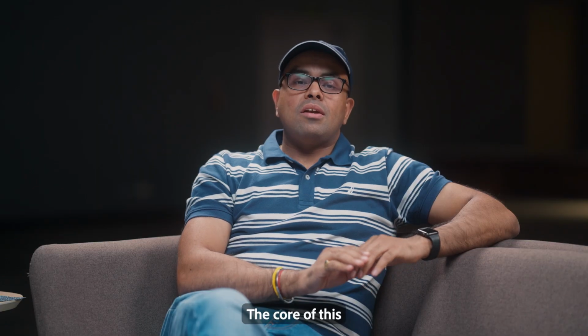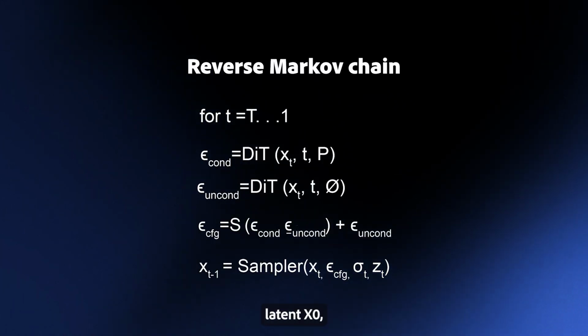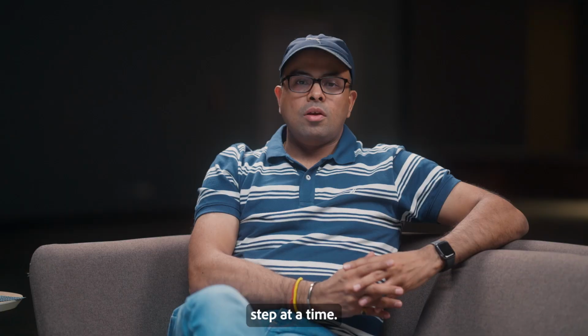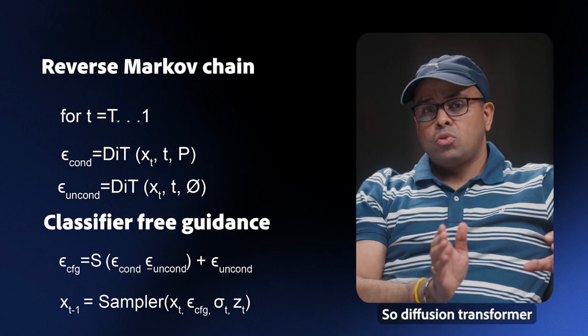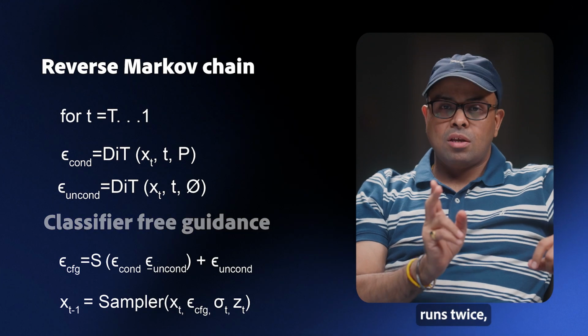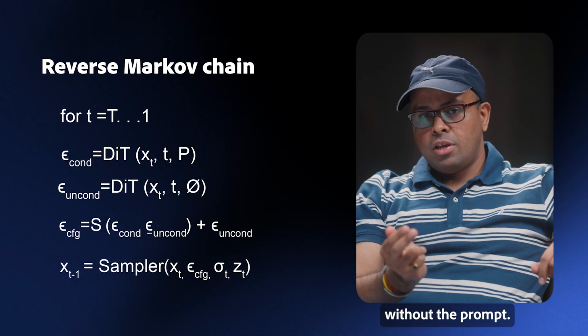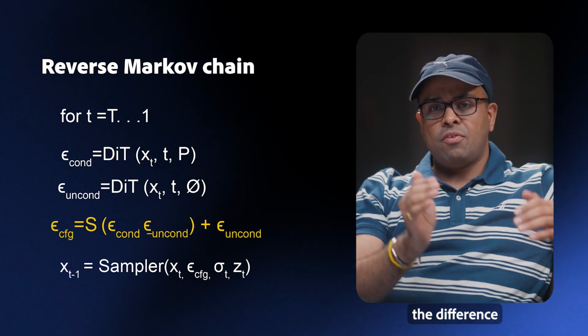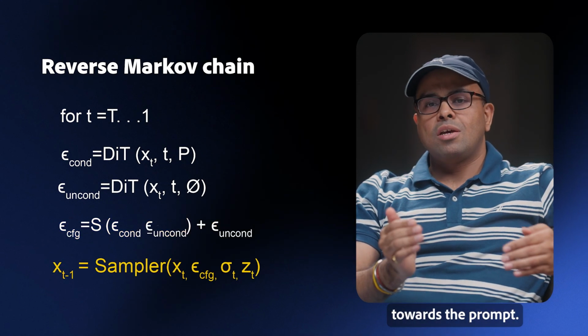The core of this denoising process is the reverse Markov chain, running from pure noise x_T to the clean latent x_0, running one step at a time. So to keep the model on track, we use classifier-free guidance. The diffusion transformer runs twice, once conditioned with the prompt and once without the prompt. CFG amplifies the difference between these two and steers the direction of generation towards the prompt.